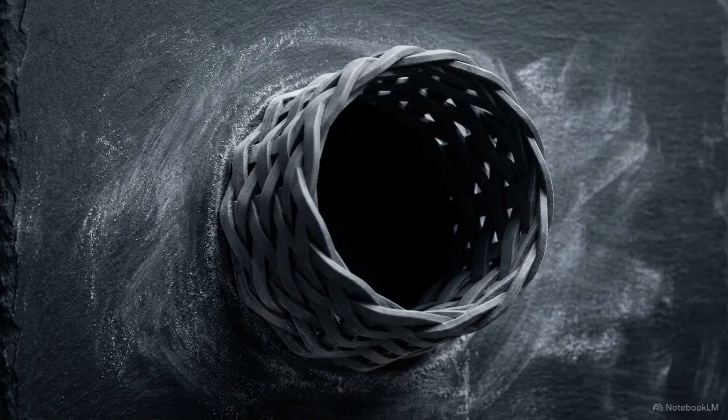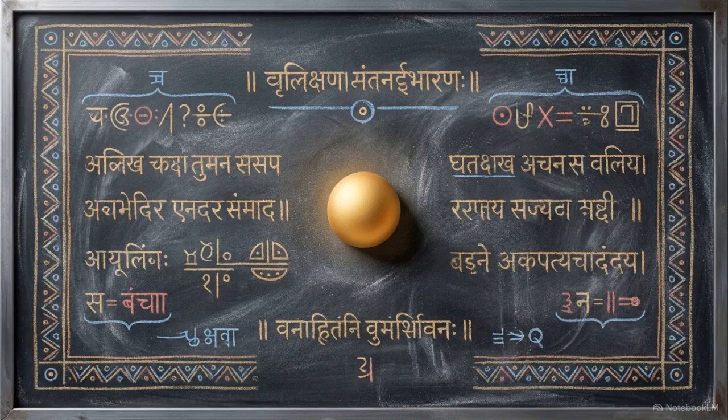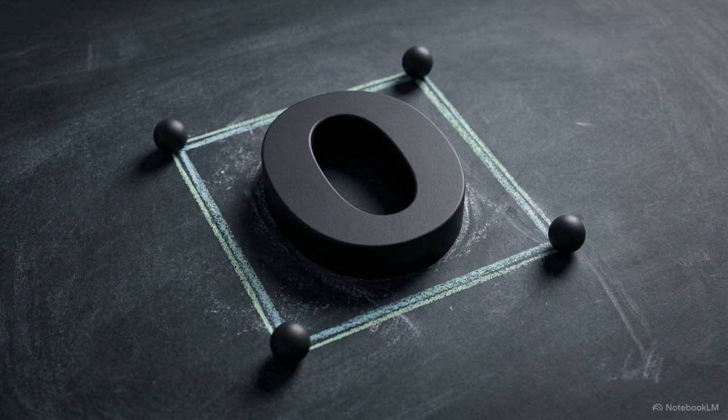However, these systems lacked a way to quantify the absence of a quantity. The introduction of 0 by Indian mathematicians provided the logical anchor required for positional numbering. It allowed us to represent nothing as a specific manipulative value.